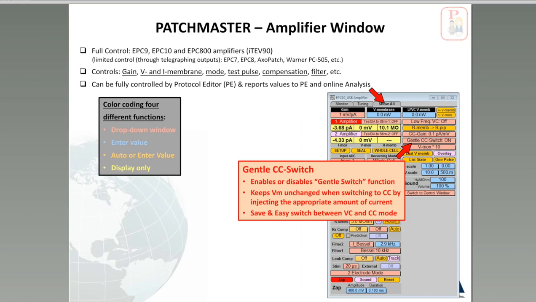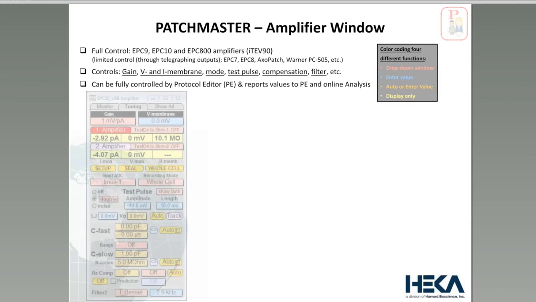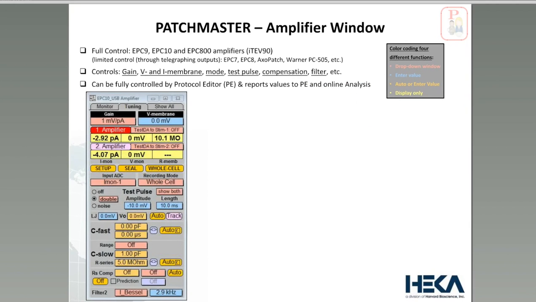It's the gentle CC switch function. This function enables you to switch between voltage clamp and current clamp without any big bumps, I would call it. So basically, if you switch from voltage clamp mode to current clamp mode, from a minus 60 millivolt holding potential in voltage clamp, the amplifier injects the correct amount of current to not change the membrane potential at the moment of the switch. Yeah, so this is of course very nice, and it prevents you losing the seal when you make the switch.